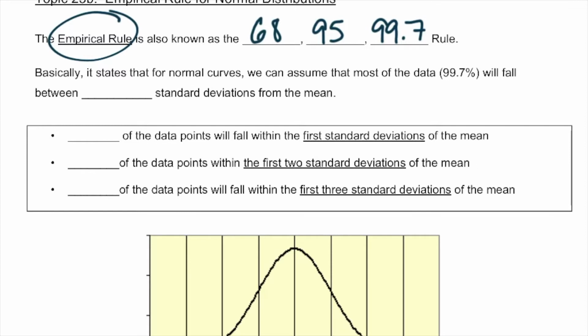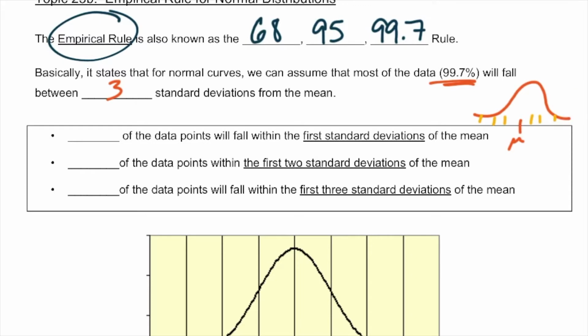But the real thing that we care about is that we know those percents. So I usually will say the empirical rule, but we do need to actually know these numbers, and these are going to be percents. Basically what this states is that for normal curves, and remember our normal curve is that bell curve shape, we can assume that most of the data, 99.7, which is almost 100%, is going to fall within 3 standard deviations from the mean. So let's remember from last time that the mean is always in the middle, and then we can count up 3 standard deviations and down 3 standard deviations.